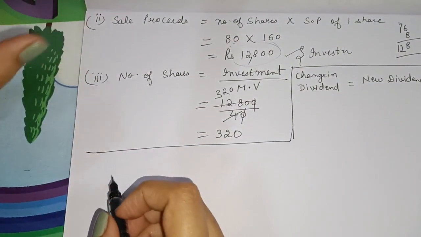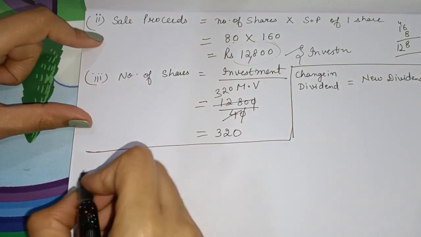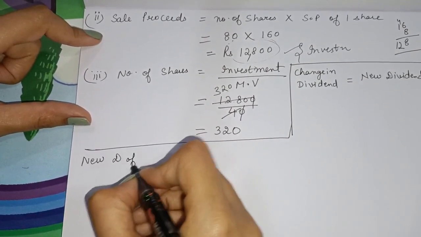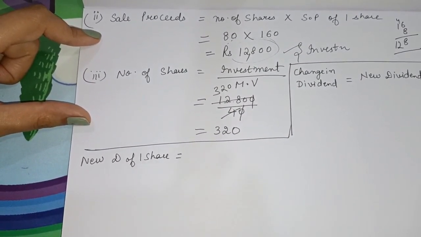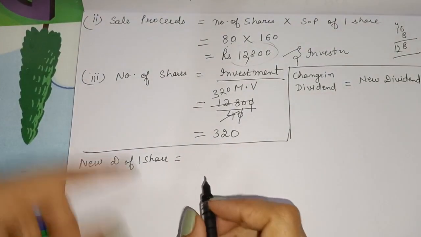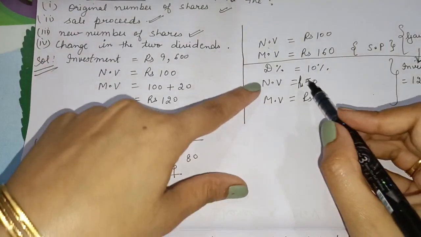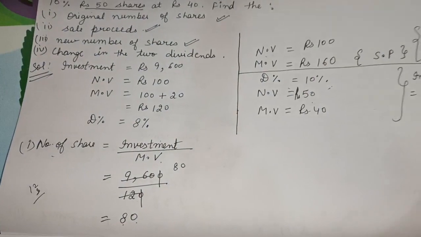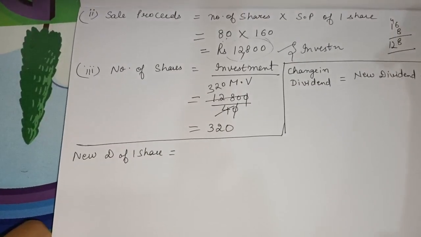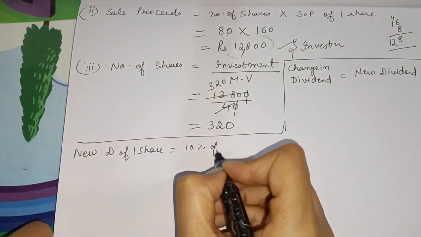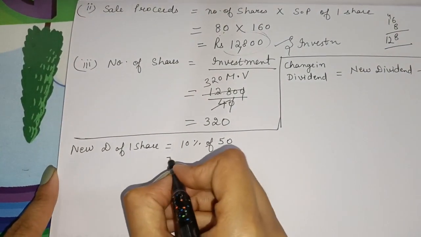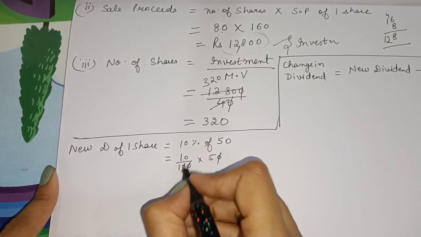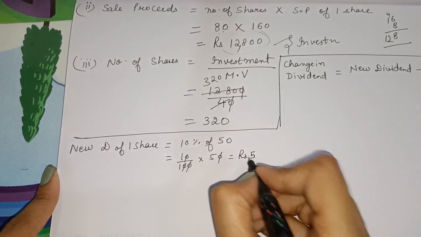So first of all, okay, let's start with the new one. So new dividend of 1 share we will find. New dividend of 1 share. So dividend here you can see, first of all 1 share when we are finding, this dividend percentage we are using and nominal value we are using. So 10% of 50. 10% of 50 we can find 10 by 100 into 50. Zeros and zeros will get cancelled. So this is equals to rupees 5.